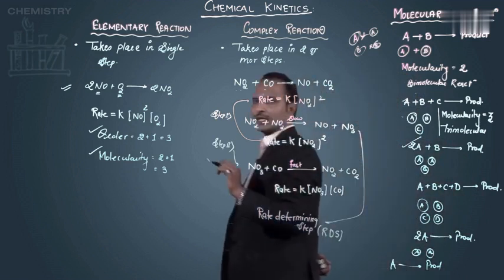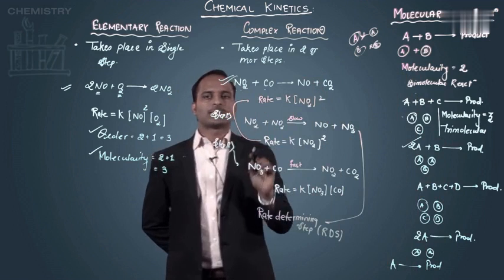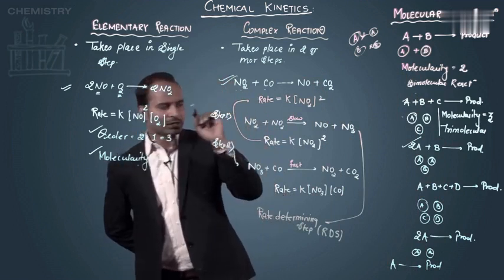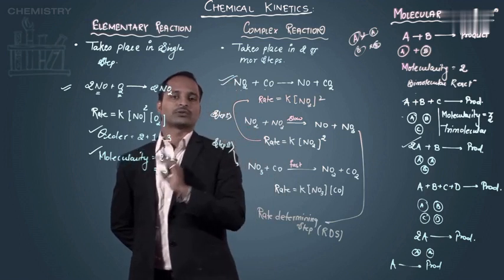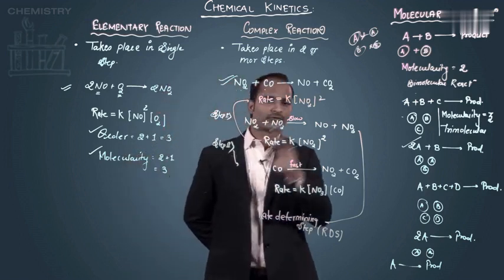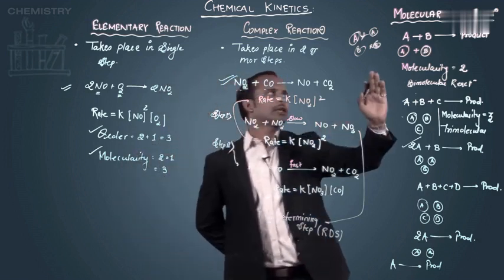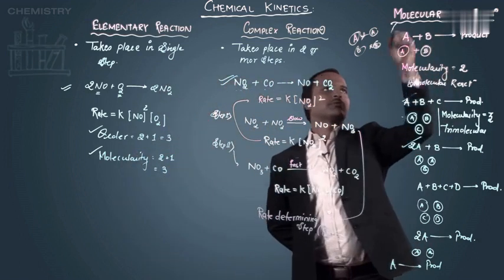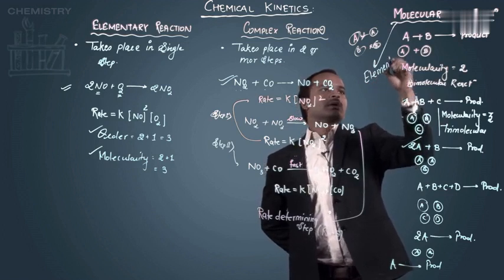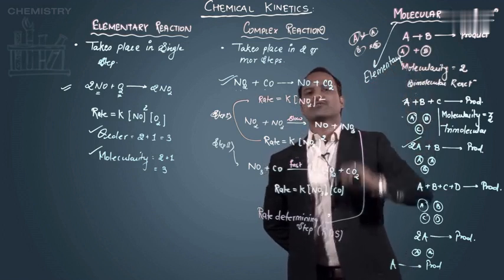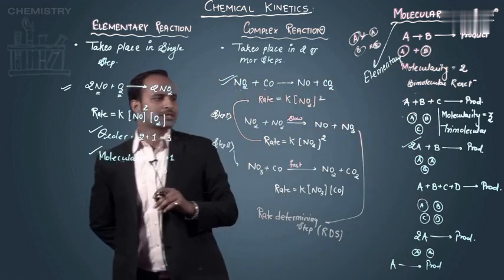So in this way, I can say that the molecularity of this complex reaction cannot be written, because in the case of a complex reaction, we cannot decide the number of reactant molecules which are colliding together to form the ultimate product. So always keep in mind, the molecularity concept is only applicable for elementary reactions. It doesn't have any significance for complex reactions, meaning it is not used for complex reactions.